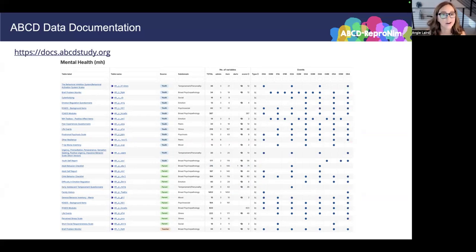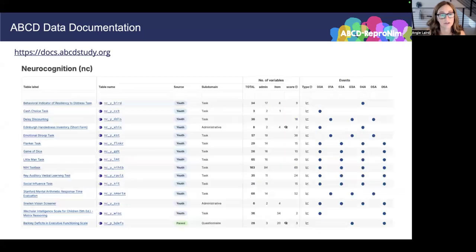And remember, critically, neuroimaging data are collected only on even-numbered years, so baseline, year 2, year 4, year 6, and so on. And again, that's really important to remember when planning your analyses, if you're going to be including neuroimaging as part of your analysis plan.